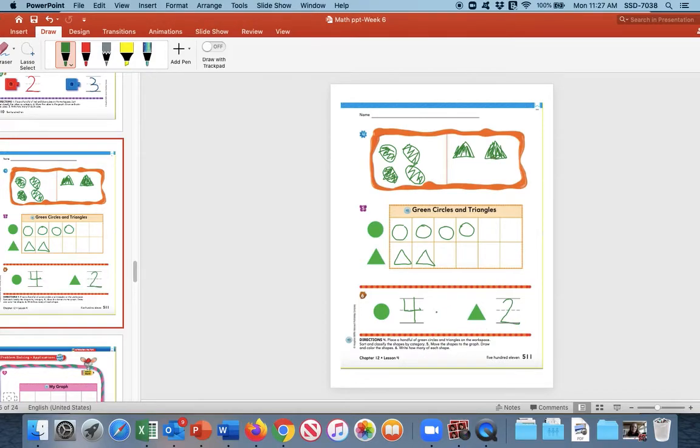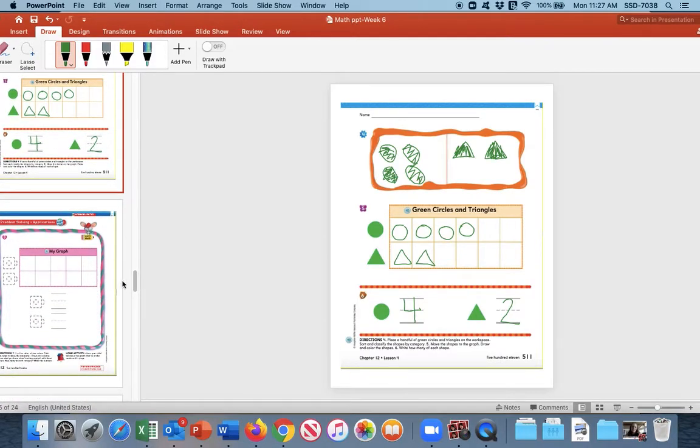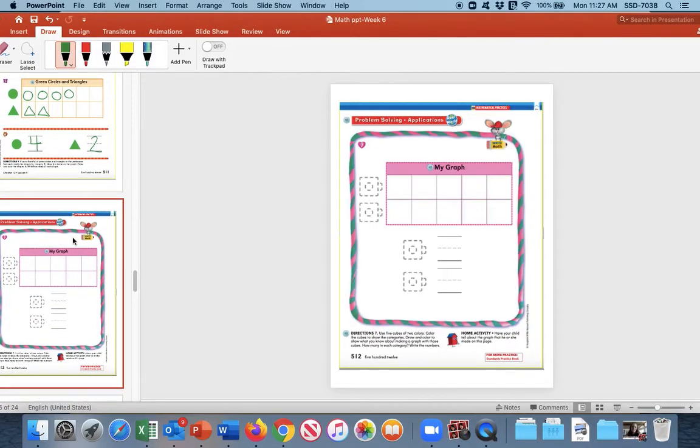Okay, so repeat after me. I have 4 circles and I have 2 triangles. I have more circles than triangles. I have less triangles than circles. And now we're going to move on to our final page, boys and girls.